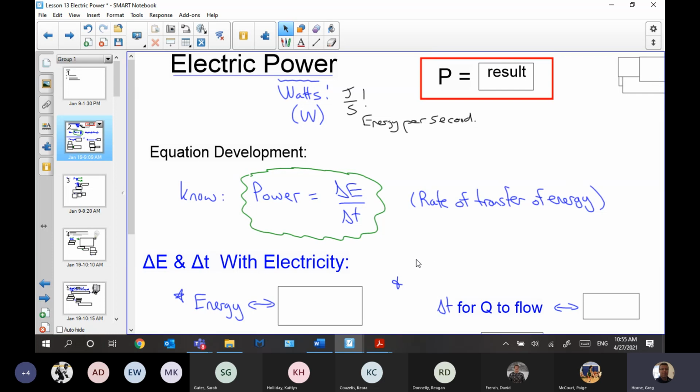Rate of transfer of energy, right? Just give you a little bit of time to write down and digest that. All right, so should be enough time, I think. Let me know if you need more.